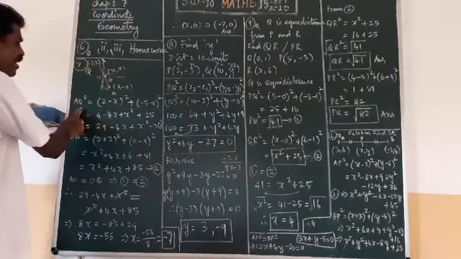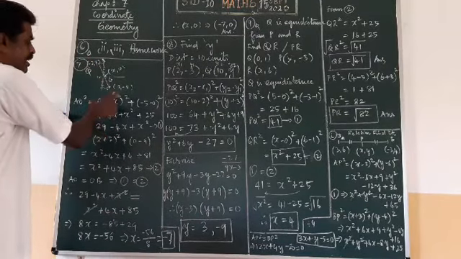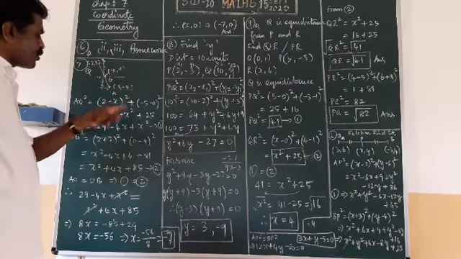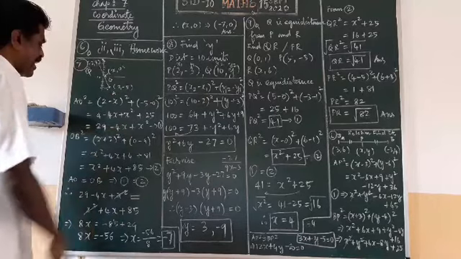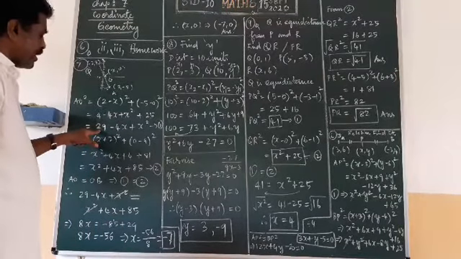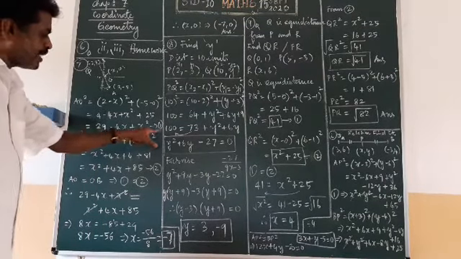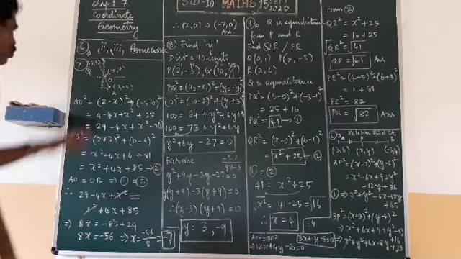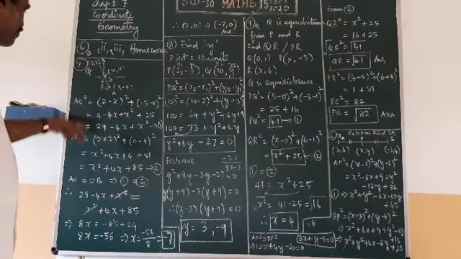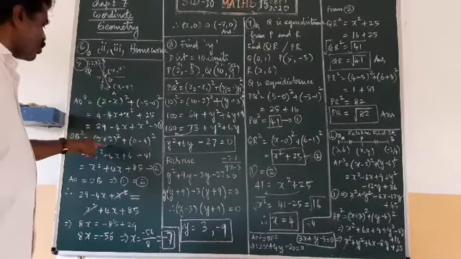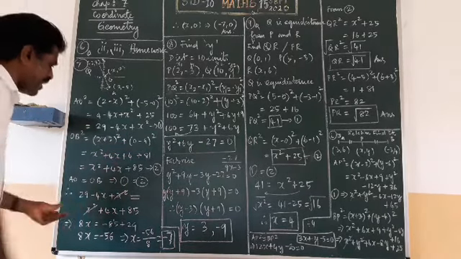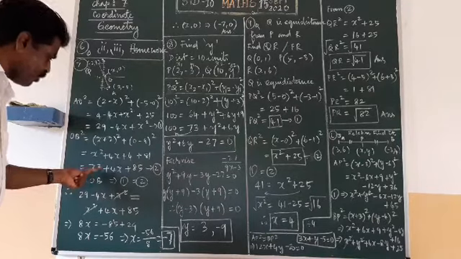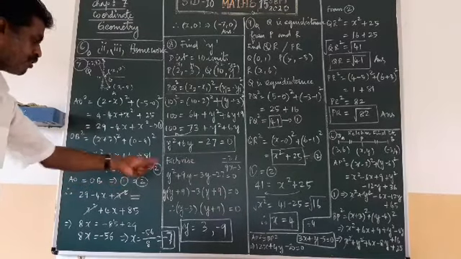AO square, as per the distance formula, is (-2 minus x) whole square plus (9 minus 0) whole square. Then I am expanding it. I am getting the final version 85 plus 4x plus x square. That is the first result. Second, I measure the OB square distance: (x minus 2) whole square plus (0 minus (-5)) whole square. When I expand, the final version I am getting is x square minus 4x plus 29.